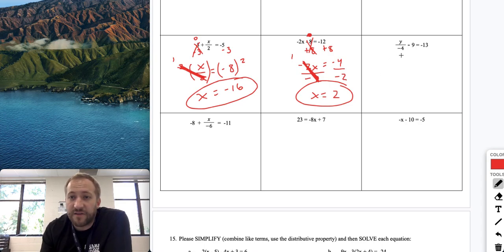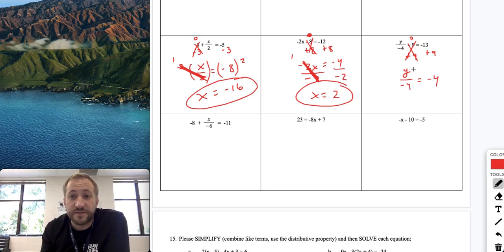Y divided by negative 4 minus 9 equals negative 13. Rule number 1, always eliminate the constant first. I got to get rid of this minus 9. The way I do that is by adding 9. 9 cancels out, leaves me with 0. I'll add 9 over here. Now I'm left with y over negative 4 equals negative 13 plus 9. That gives me negative 4.